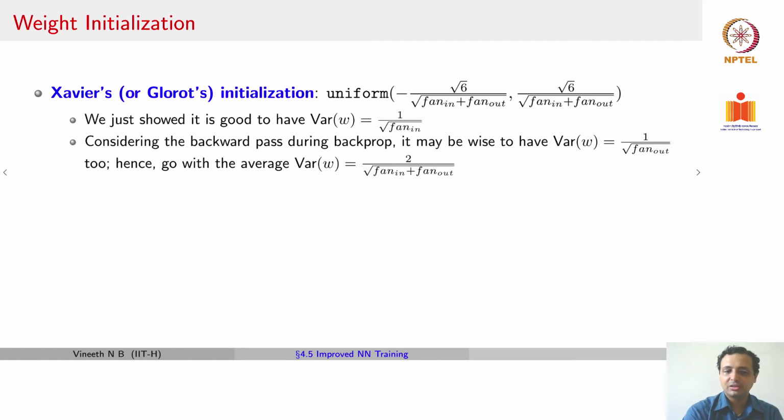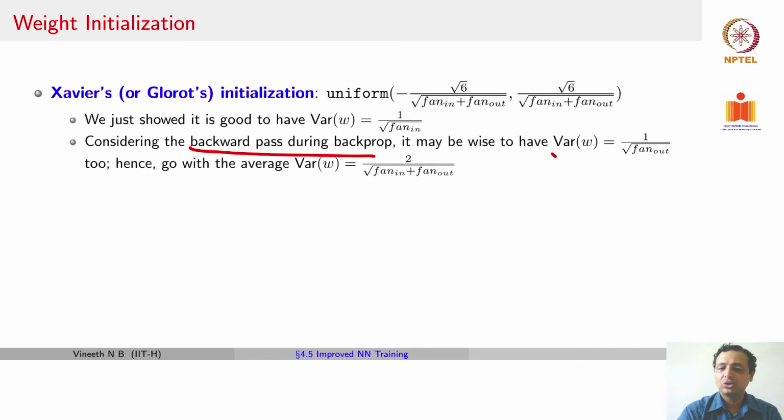But we also have to consider the backward pass during backprop, which also could result in affecting the weights and the gradients. So even the backward pass could have an impact when you have to decide the variance of the gradients, because the gradients are distributed based on how the weights in a particular layer are, which flows through to the previous layers, and so on and so forth.